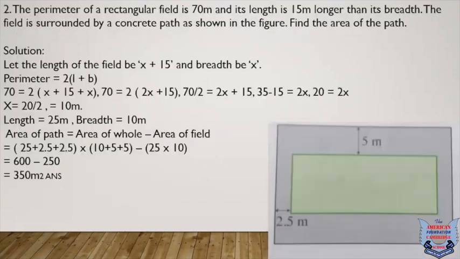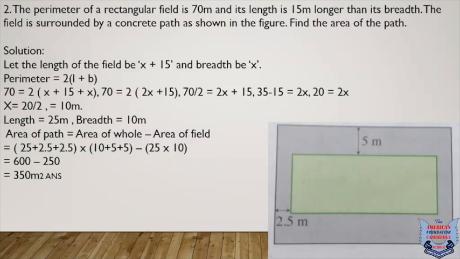Okay, moving on. The perimeter of a rectangular field is 70 meters and its length is 15 meters longer than its breadth. The field is surrounded by a concrete path. You can see in the diagram as shown in the figure. Find the area of the path.